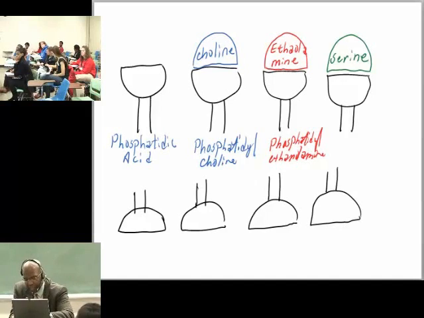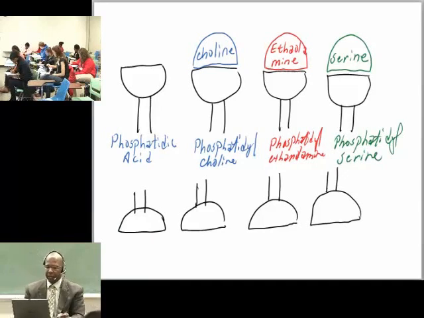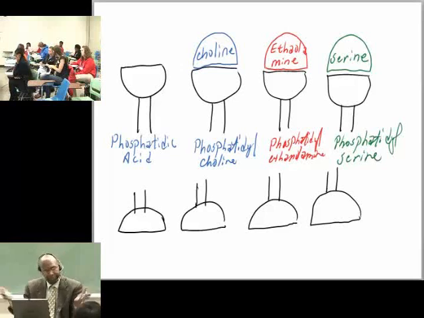So here we have phosphatidic acid with serine attached. What are we going to call this phospholipid? Phosphatidylserine. And so how many phospholipids do we need to learn? 8. How many have I given you the name of? 4 of them. So how many are left? Makes sense. Okay.